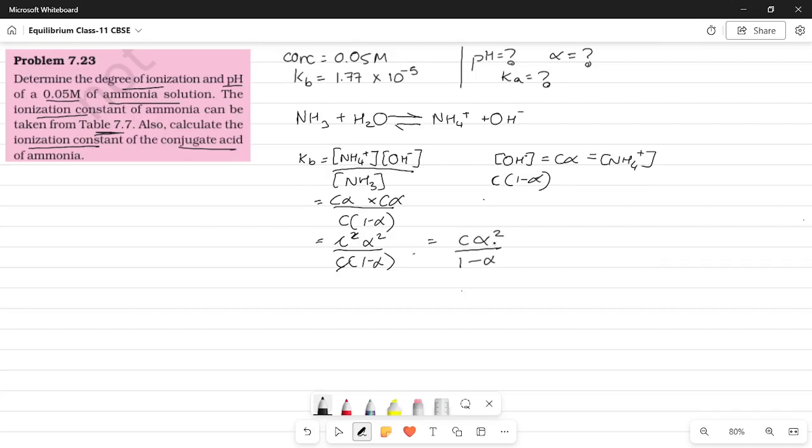Now, what you need to remember is the degree of ionization is going to be significantly smaller than the value of 1. So we are obviously going to be ignoring the alpha in the denominator. So basically you'll be getting 0.05 alpha squared divided by 1 minus alpha, and we are going to ignore this denominator because the value of alpha is significantly less in comparison to 1. So you will be left with Kb equal to 0.05 alpha squared.